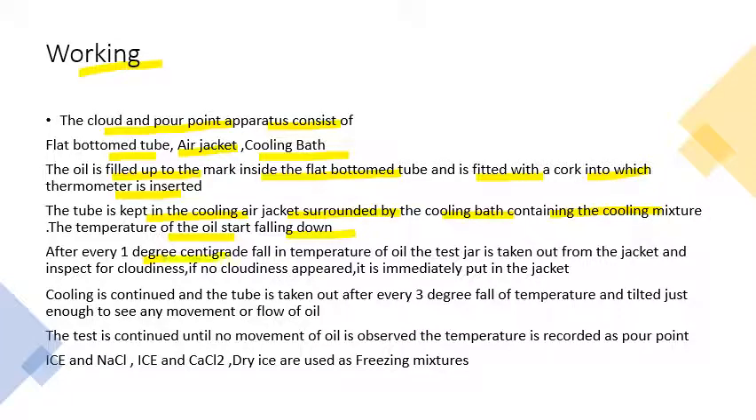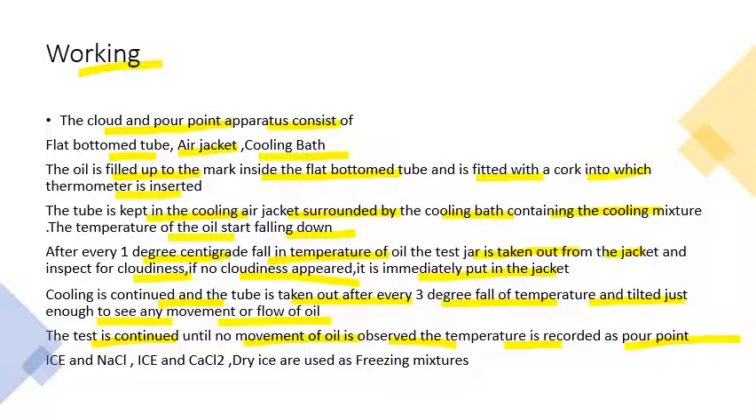After every 1 degree centigrade fall in the temperature, the test jar is taken out from the jacket and inspected for cloudiness. If no cloudiness appears, it is immediately put back in the jacket, and this is to be done in very few seconds. The cooling is continued and the tube is taken out after every 3 degree fall of the temperature and tilted just enough to see any movement or flow of the oil. The test is continued until no movement of the oil is observed, and that temperature is recorded as the pour point. So after the measurement of the cloud point, we go for the pour point by seeing the movement of the oil. When it stops moving, it is recorded as the pour point.